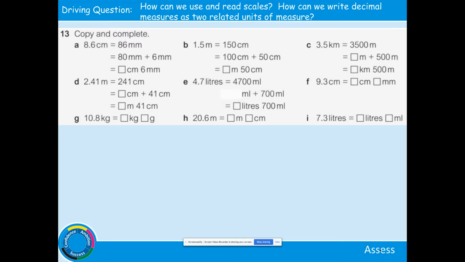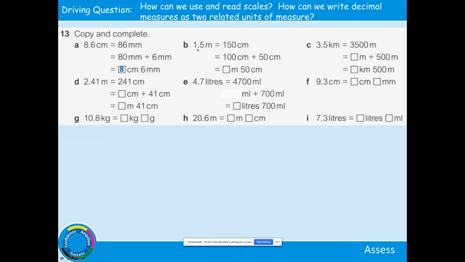Okay, let's have a little look at the first one. So we've got 8.6 centimetres. Remember, there's 10 millimetres in a centimetre, so we need to move these over one place. So 8.6 becomes 86 millimetres. Now we can break that down to show 80 and 6. So we've got 80 millimetres plus 6 millimetres. Now if I just look back here, that 8 is the whole lot of centimetres. So we're going to have 8 centimetres and a little bit here, 6 millimetres.